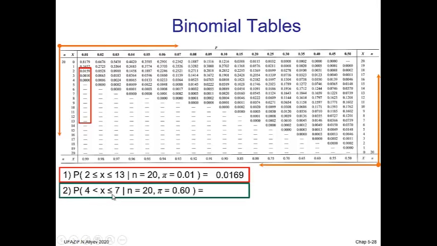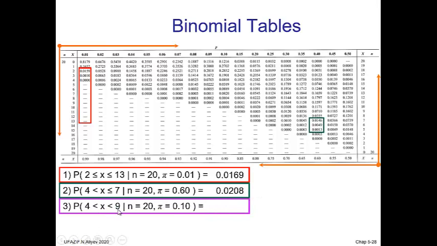Here 4 is not included, but 7 is included. π = 0.60, we use this direction, starting from 5, yes, this is the lower bound, and the upper bound is 7. These three numbers, if we add them up, we will obtain this. Next question, 4 and 9, none of them included, so we should start from 5 and end up with 8. For π = 0.10, some students make mistakes with 0.01 and 0.10. Okay, 0.10 is this number, not this, 0.10 here.